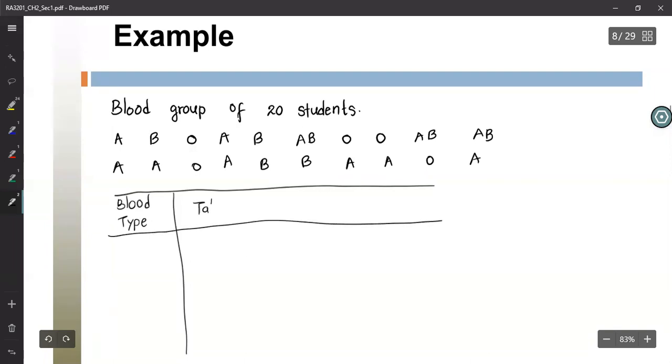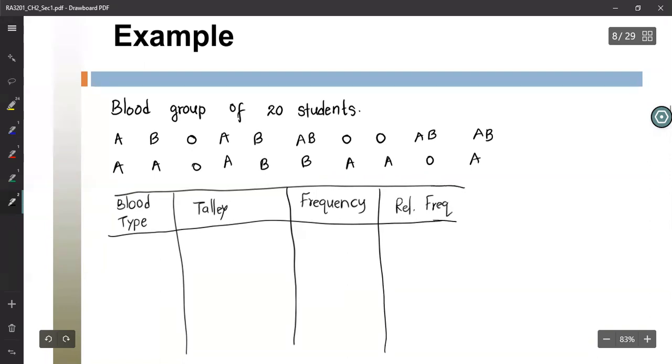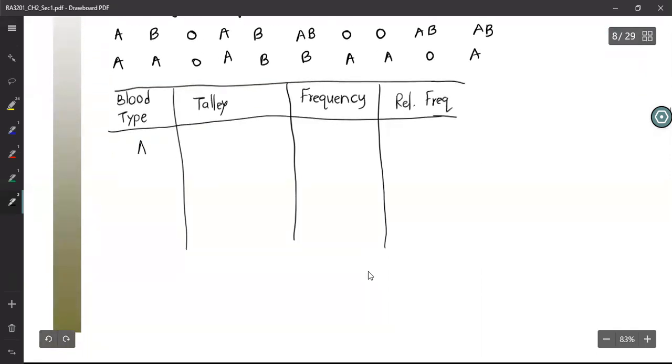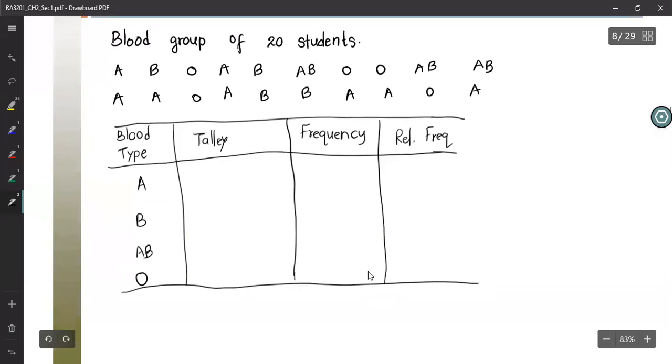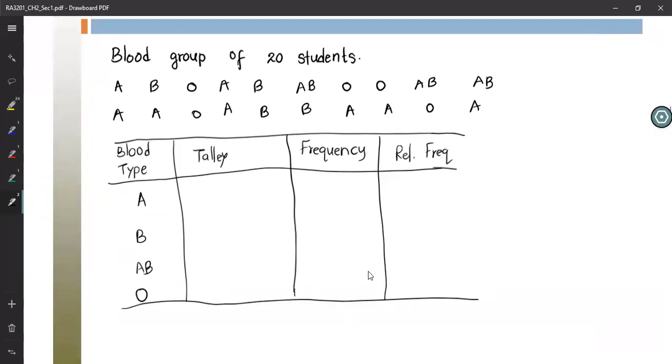Then you can tally it. And you can find the frequency. And then the relative frequency. So we have A, B, and O. Okay, so you can follow me and do it with me.